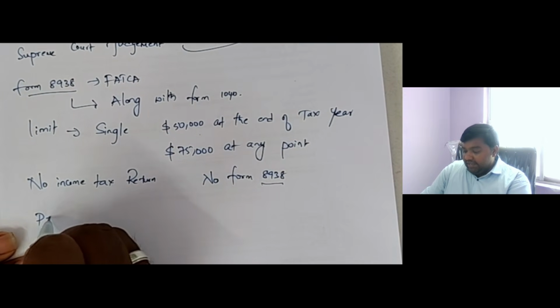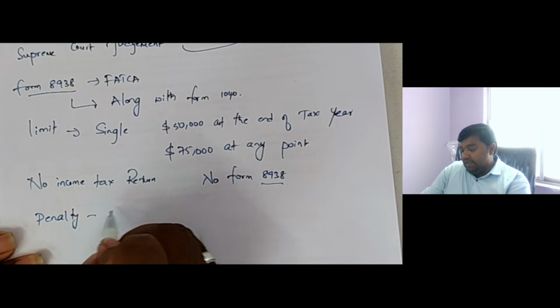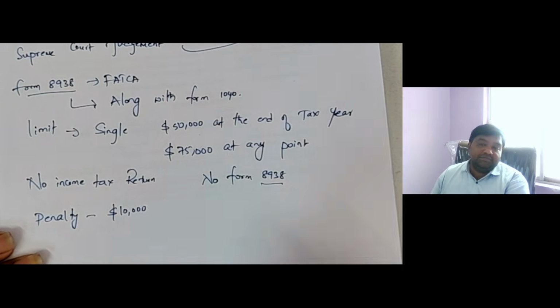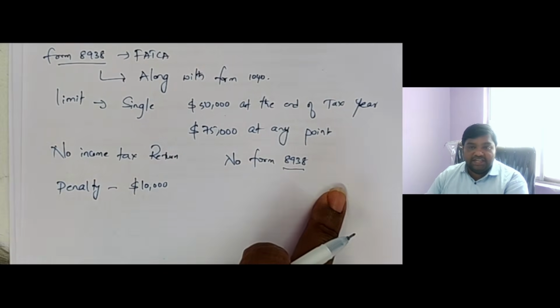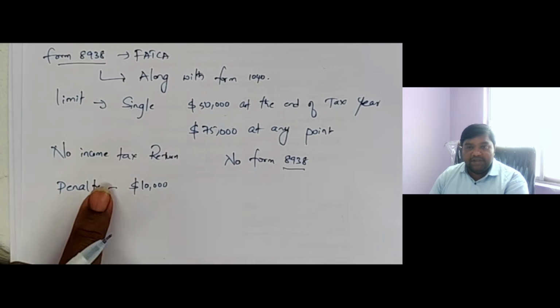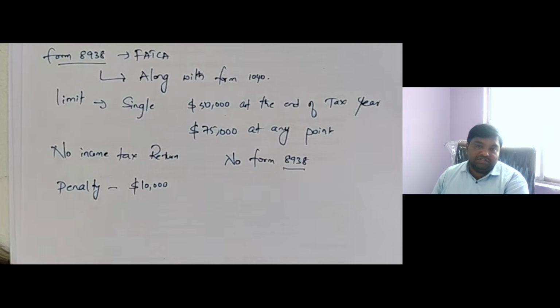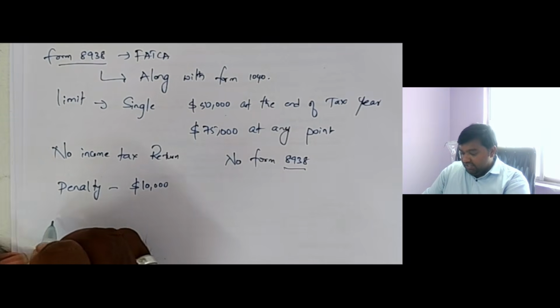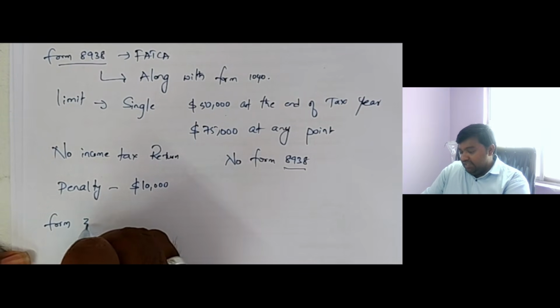Now what is the penalty? The penalty is $10,000. If you are required to file form 8938 and you do not file, then the penalty IRS can levy is $10,000. So this is related to your foreign financial accounts. There are some other foreign financial reporting requirements which are important for your exams. We'll discuss that now. First one is your form 3520.